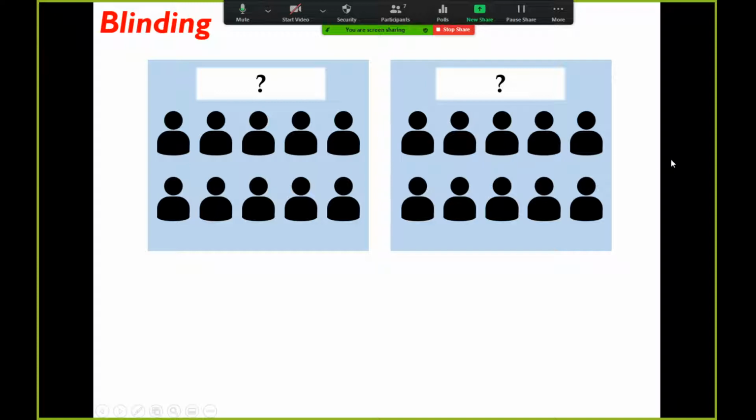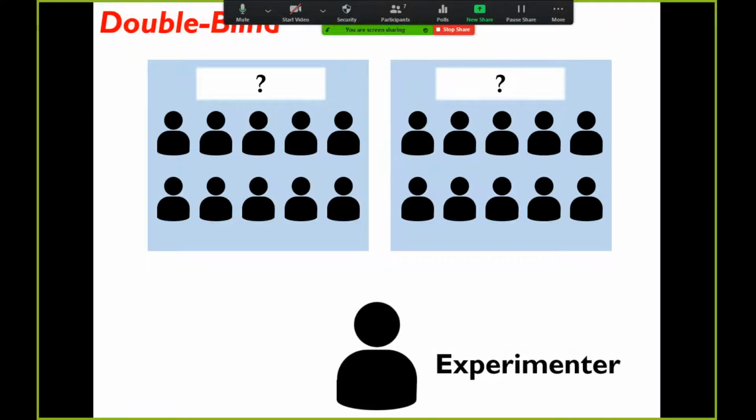So that's blinding. Better than blinding is double blind. What does double blind mean?